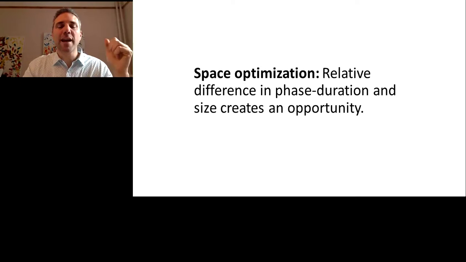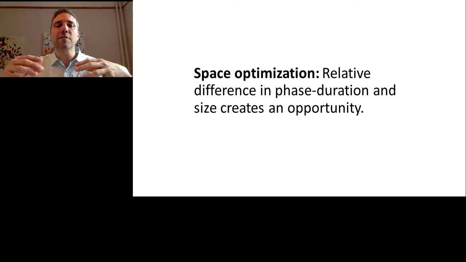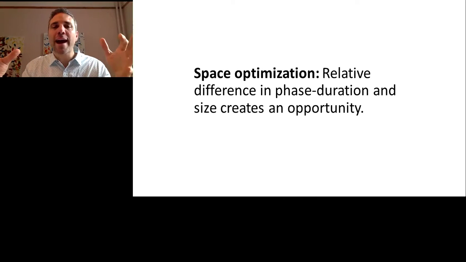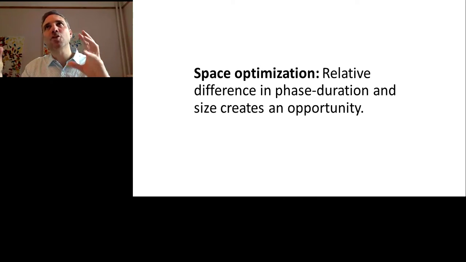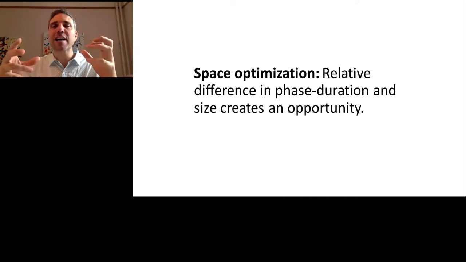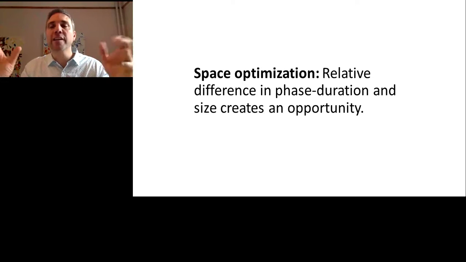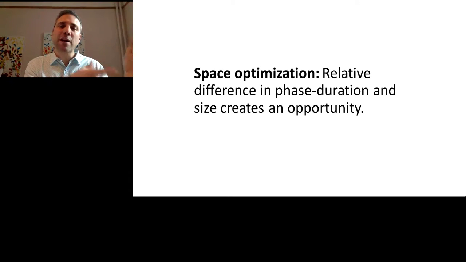Okay, so now I'm going to move to the example, and the objective of this example is to show how differences in size and differences in the duration of time between those two phases create an opportunity to increase average yields per day by changing the way we allocate space between plants in the vegetation phase and plants in the flowering phase.